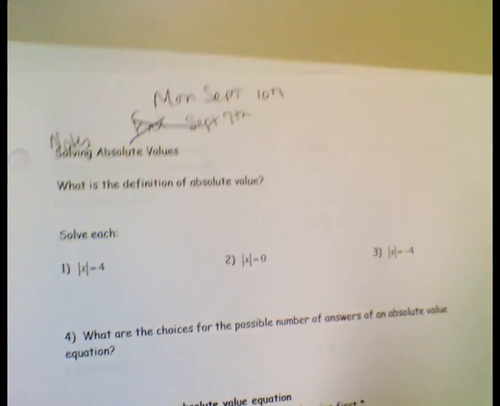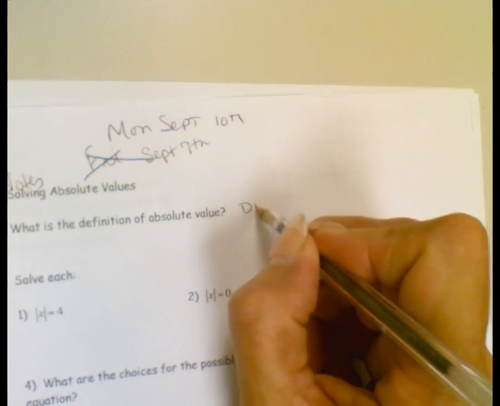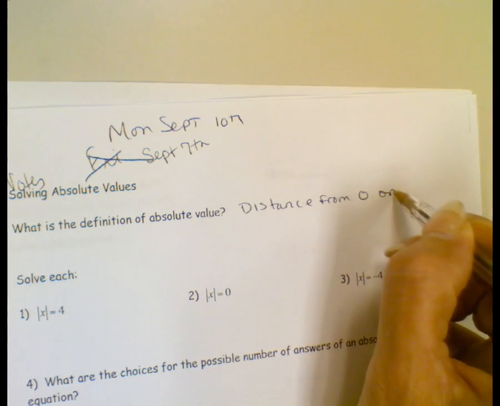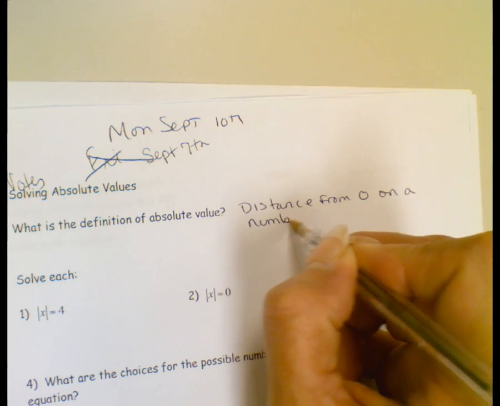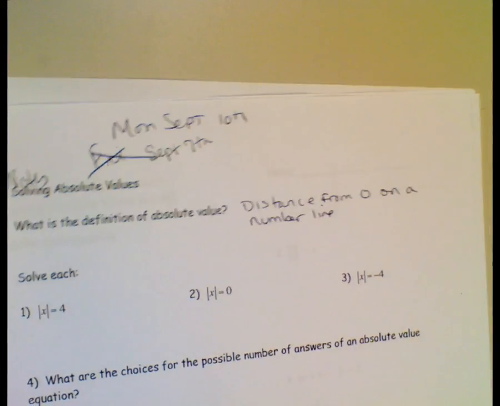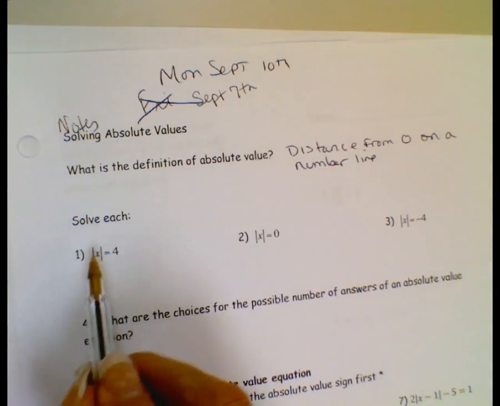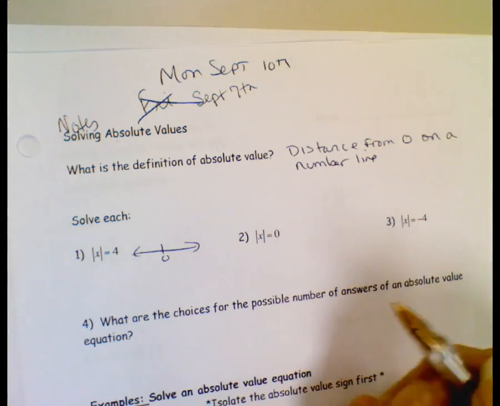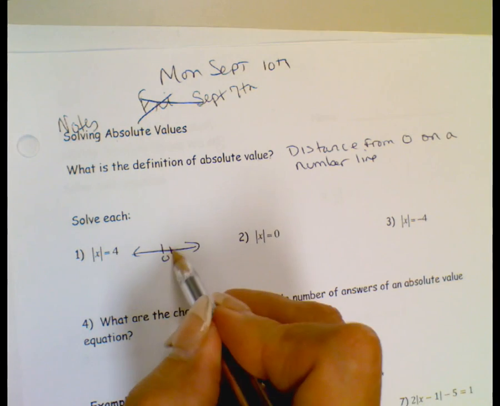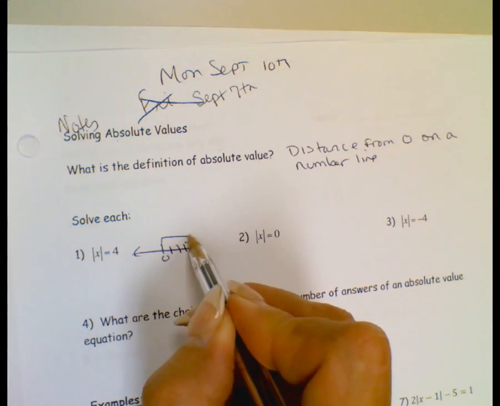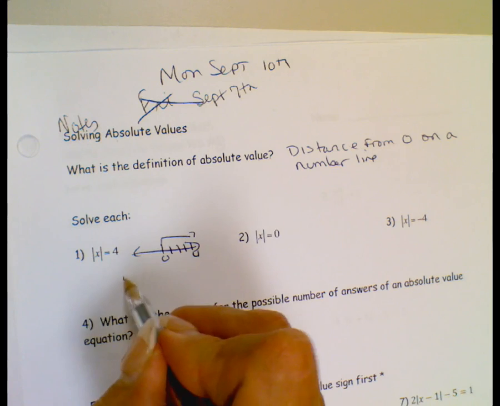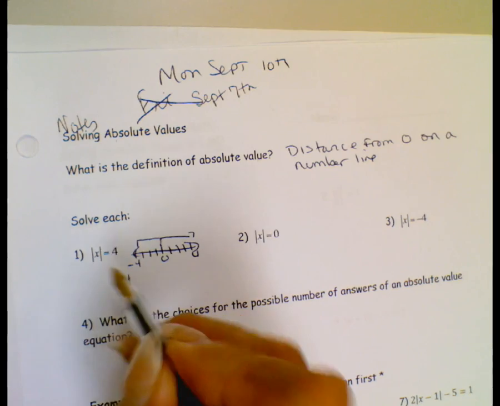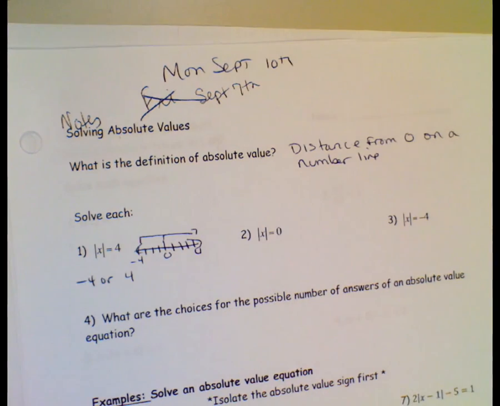What is the definition of absolute value? It's the distance from zero on a number line. So if I said what's the absolute value of x equals 4 and you're looking at a number line, count for the distance from zero on the number line. So I could go this way. So one of my answers could be 4. And the other one is I could go 4 the other way. So the other one is negative 4. So it's negative 4 or 4.